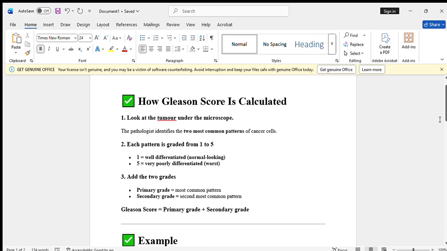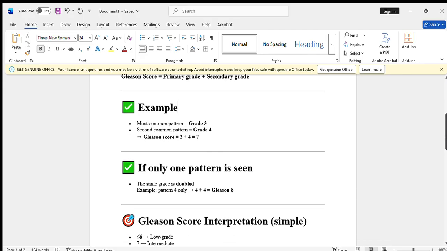Let's suppose, for example, the most common pattern, the dominant pattern, is grade 3, so they take grade 3. And let's suppose the second most dominant pattern is grade 4. So they calculate 3 plus 4 is equal to 7. This is the total Gleason score. If only one pattern is present, for example, the only dominant pattern is grade 4, they double it. So 4 plus 4 is equal to 8.